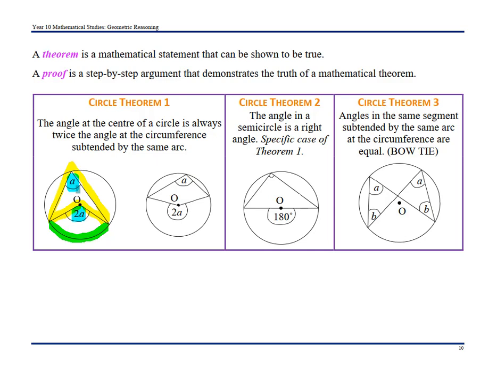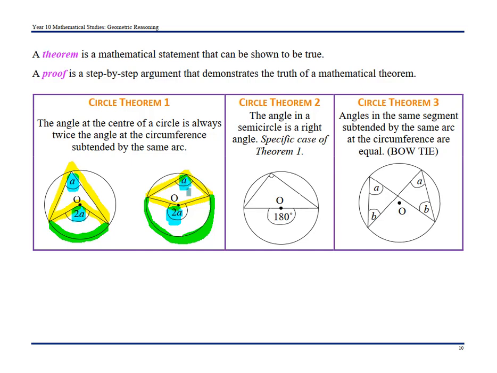Looking at a different way of drawing that, so it looks a bit different. Again, here's my arc, but now my arc is going more than the semicircle, so it looks a bit different. Subtended on that arc, I go to the center, I go to the outside, and my angle in the middle is twice the angle on the outside.